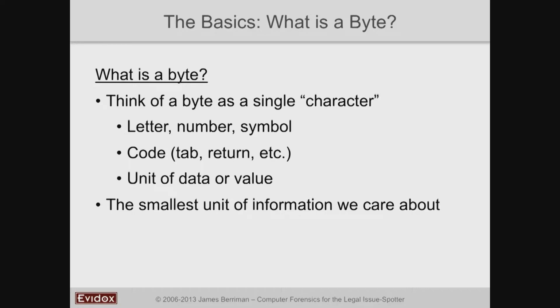I'm going to define two terms that I'm going to get technical on: byte and cluster. A byte is just a single character. It can be a letter or a number or a symbol. It can be a code like a tab or a return. It could be a unit of data like a color specification in a graphic file or something. It's the smallest unit of data we care about. It's one character. Think of it that way.